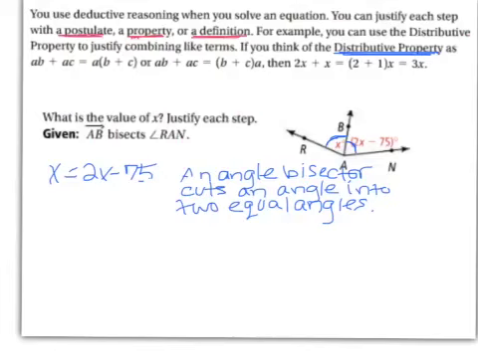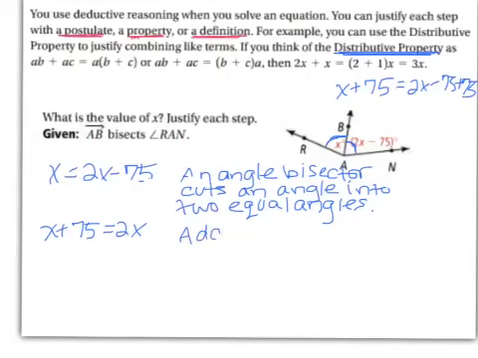The next step that we would do would be to add 75 to both sides. By adding 75 to both sides, it looks something like this. We don't have to write this out, but just to understand where it's coming from. You're adding the same number to both sides to get that x plus 75 equals 2x. And because that's what you're doing, because you're adding 75 to both sides, you would state that you're using the addition property of equality.